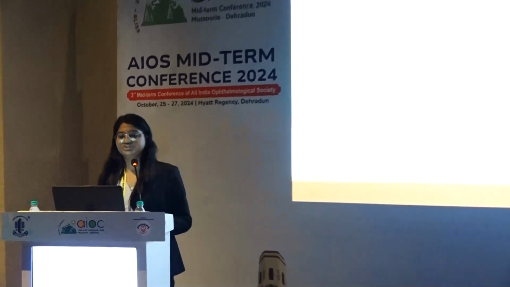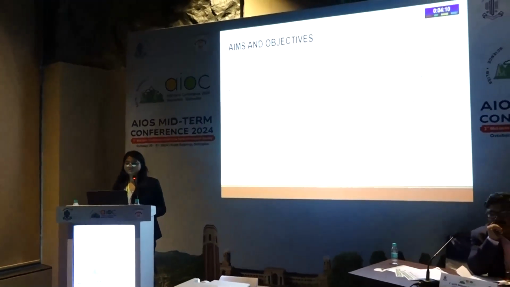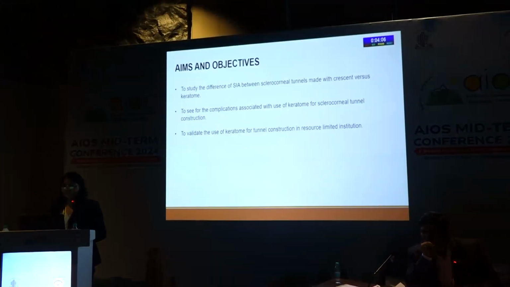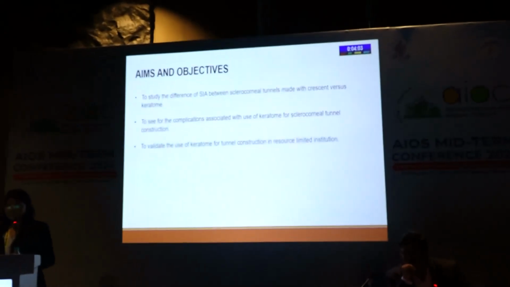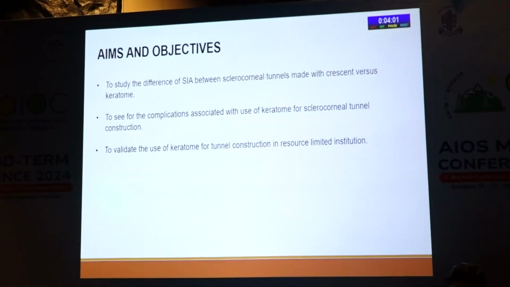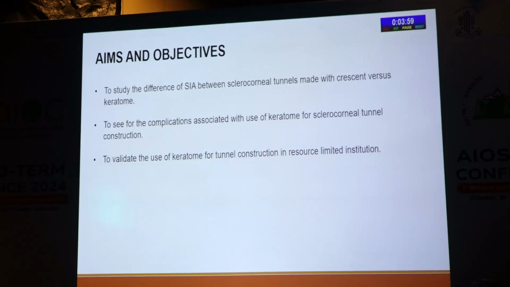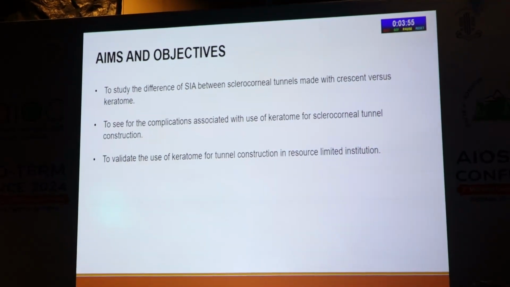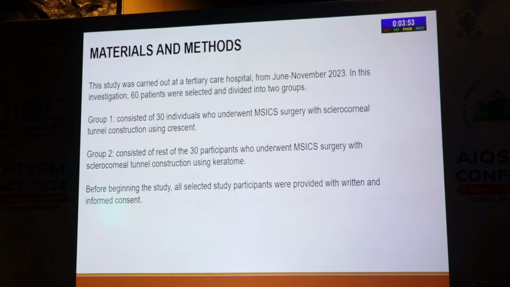So the aims and objectives are to study the difference of surgically induced astigmatism between sclerocorneal tunnels made with crescent versus keratome, to look for the complications associated with use of keratome for tunnel construction, and to validate the use of keratome for tunnel construction in resource-limited institutions.